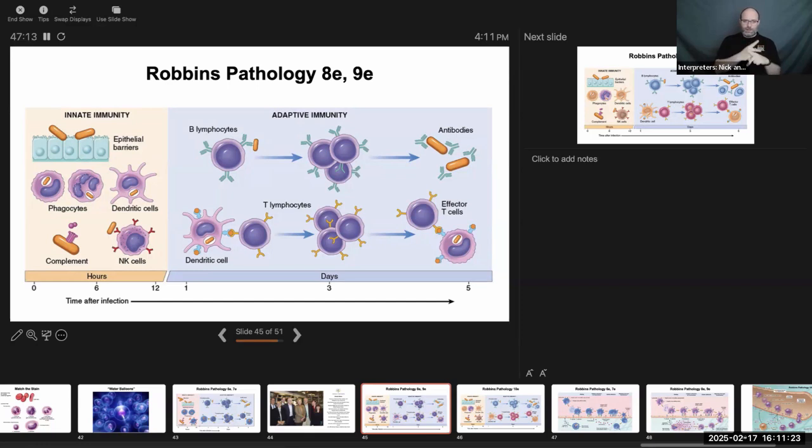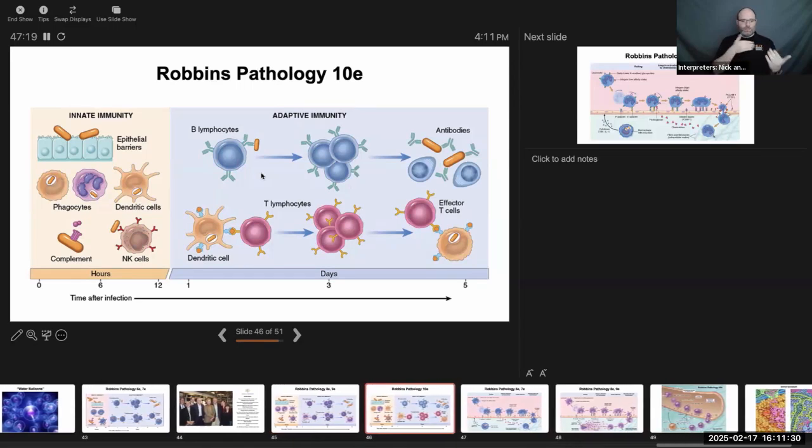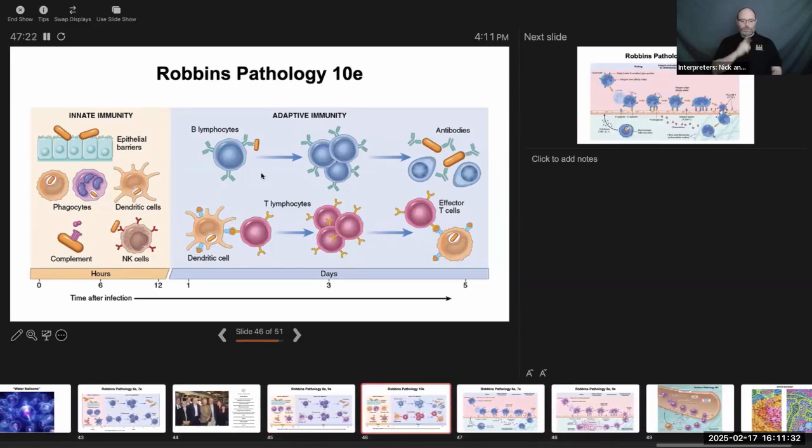Which I get, because they're all the same color. So they decided that we would just go with a completely different approach where we would actually color code the cells so that all the B cells are one color, all the T cells are a different color, all the dendritic cells and phagocytes and whatever, they're all different colors.